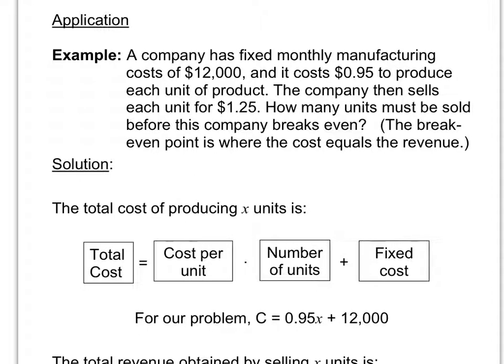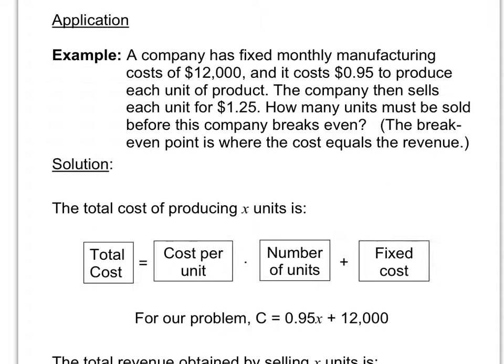Because there are some problems in your assignment that are similar to this application problem, I think it's worth walking through it so that you get an idea of what it's about. So a company has fixed monthly manufacturing costs of $12,000, and it costs 95 cents to produce each unit of a product. The company then sells each unit for $1.25. How many units must be sold before this company breaks even? Because the break-even point is where the cost equals the revenue.